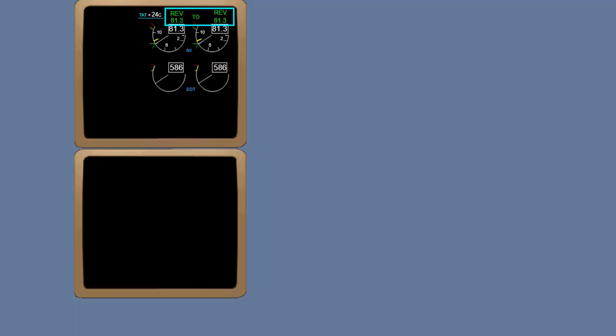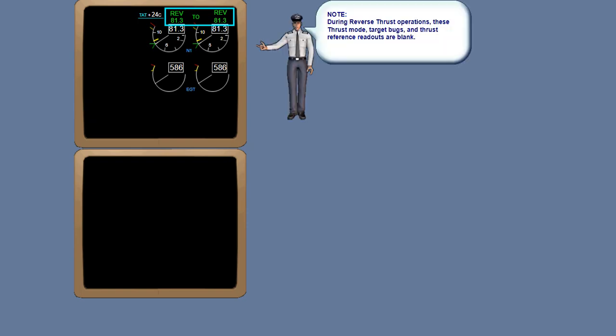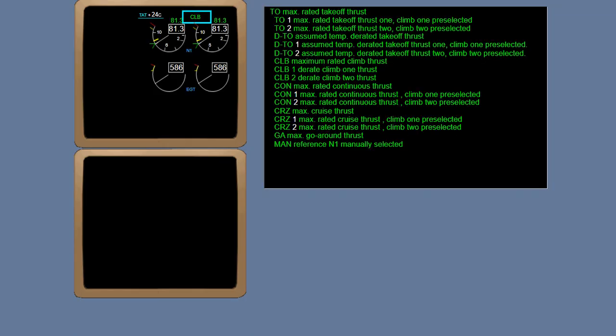The upper EICAS also displays the current thrust rating limit mode, total air temperature, assumed temperature, and thrust reverser indications. Here are some examples of thrust modes that can display on the EICAS. Your crew operating manual has a complete list of available thrust modes.